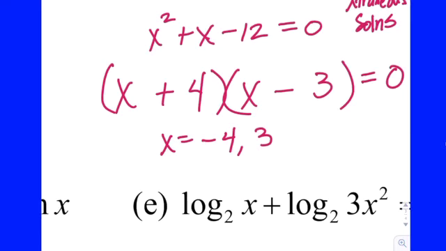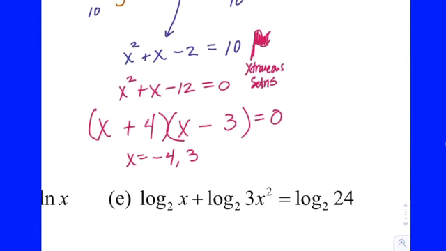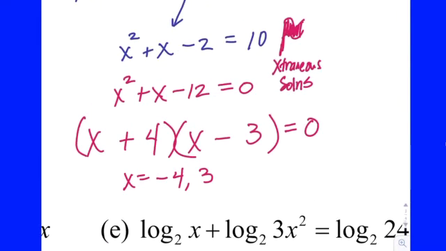Now, if you walked away right here, that would be very unfortunate because we are on red flag alert. So get in the habit for any log equation, just get in the habit of checking by plugging those back into where?